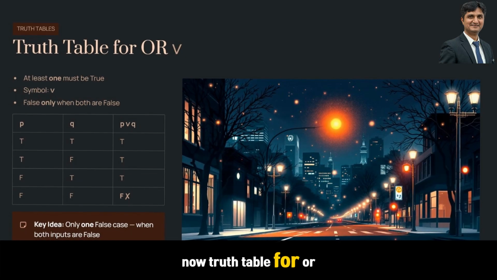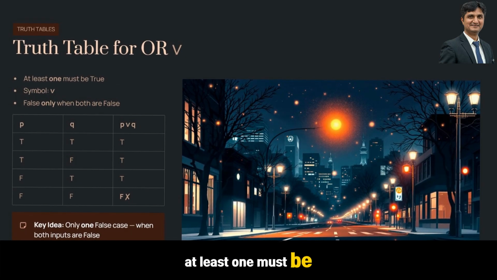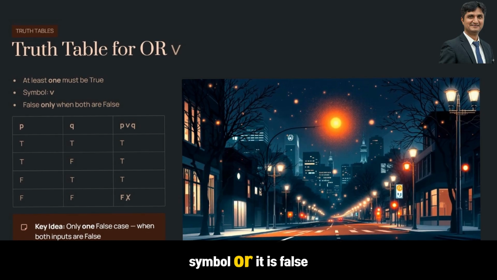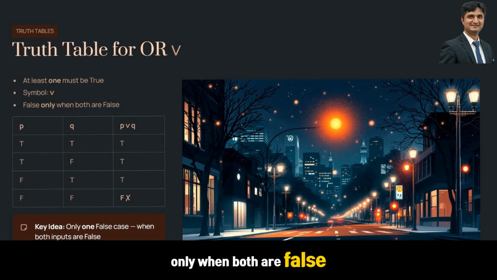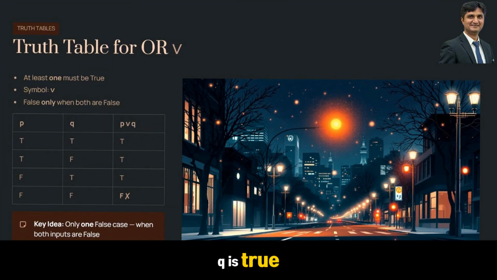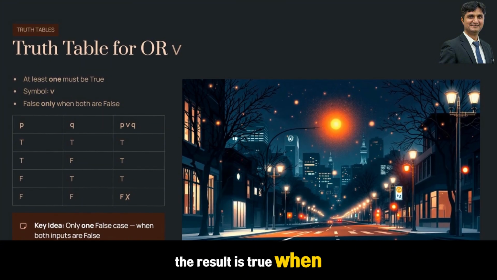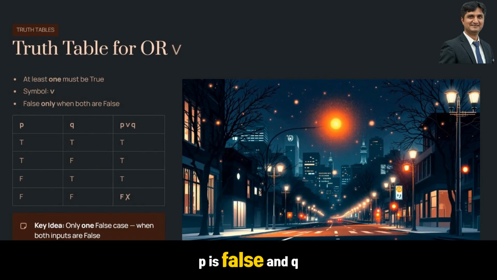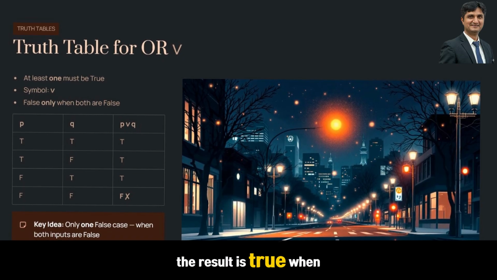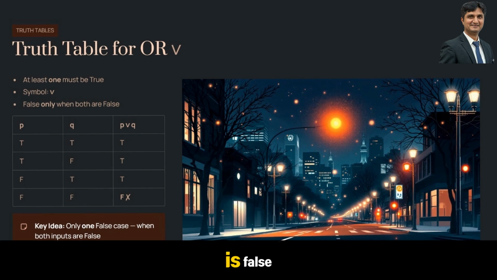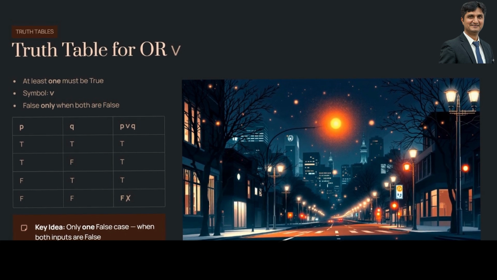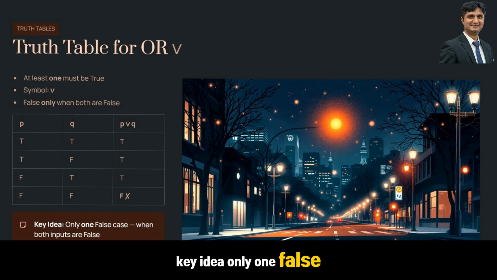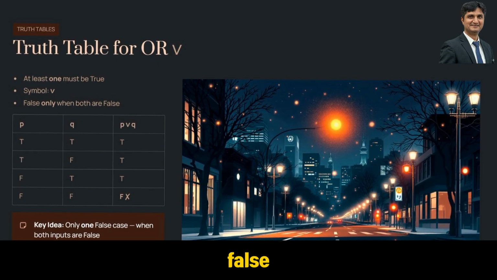Now, truth table for or. At least one must be true. Symbol ∨. It is false only when both are false. When P is true and Q is true, the result is true. When P is true and Q is false, the result is true. When P is false and Q is true, the result is true. When P is false and Q is false, the result is false. Key idea: only one false case, when both inputs are false.